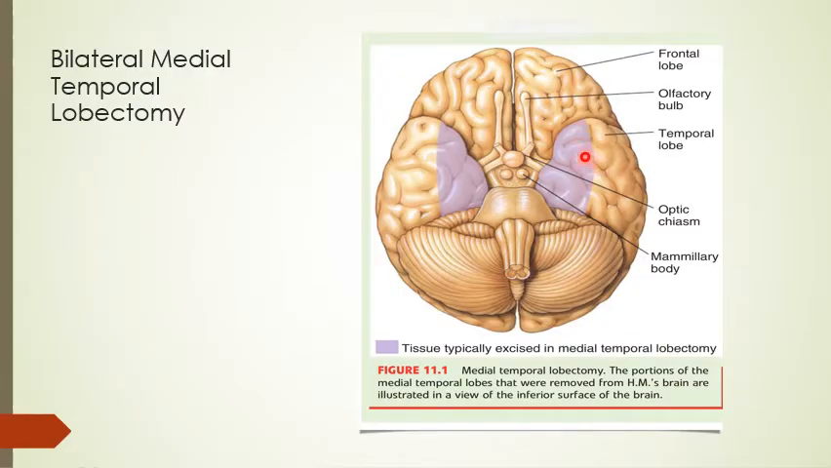So this is now the picture of the area, or the portions of the medial temporal lobes, that were removed in HM's brain. In this one, the area shaded purple. Again, it was advised to be removed because, according to the EEG, the convulsions and the epileptic seizures originated in this area. So it was removed in the hopes of eliminating the seizures.